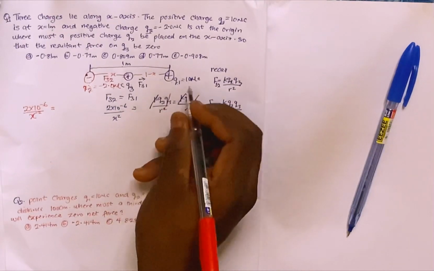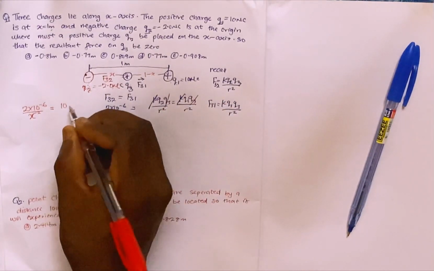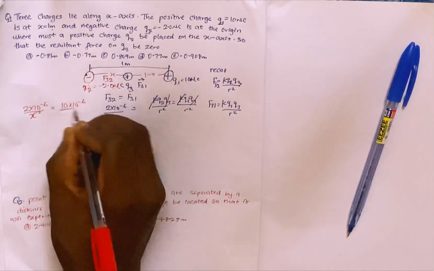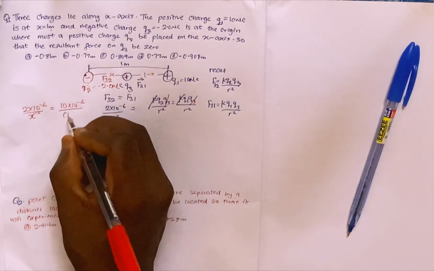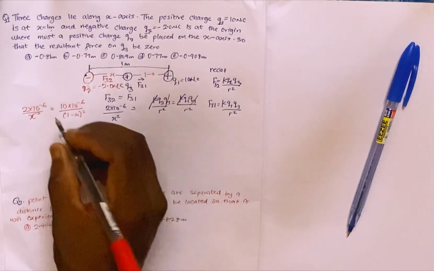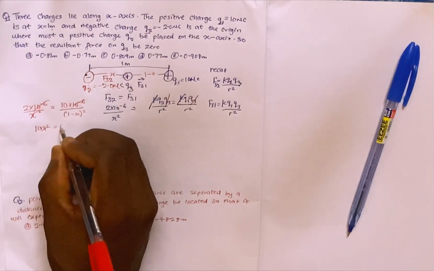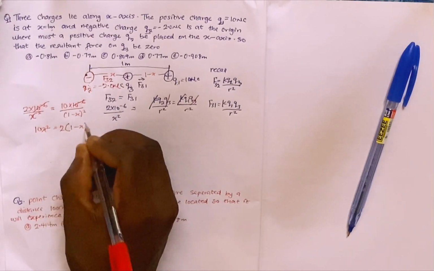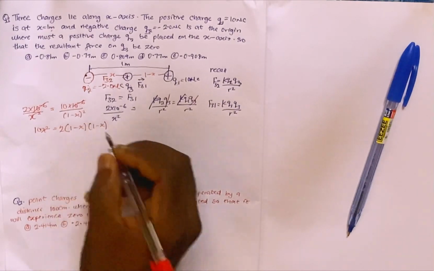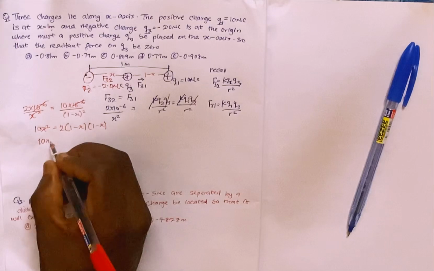That's 10 multiplied by 10 to the power minus 6 divided by r squared, which is my 1 minus x all squared. In this case, this will cancel out this. I'm going to have 10x squared equals 2 into brackets 1 minus x into brackets 1 minus x. I just need to open the bracket. I'm going to have 10x squared equals what?